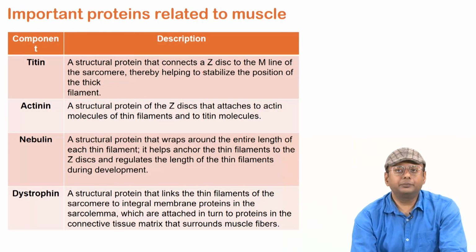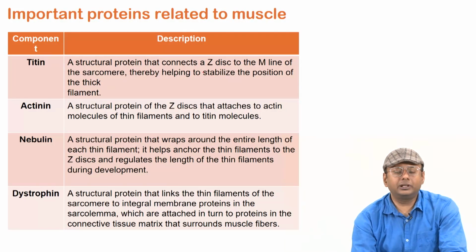There are some other important proteins also related to muscle. For example, titin, which is a structural protein that connects a Z disc to the M line of the sarcomere. Then actinin, which is also a structural protein of the Z disc that attaches to the actin molecule. Then nebulin, which is also a structural protein that wraps around the entire length of each thin filament.